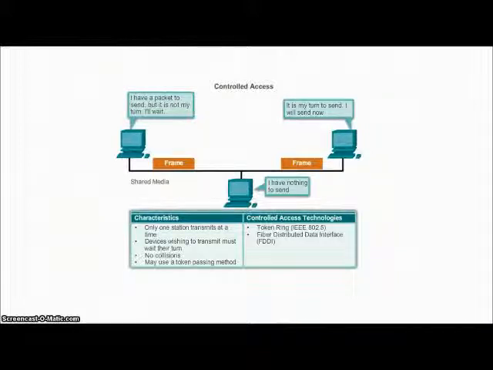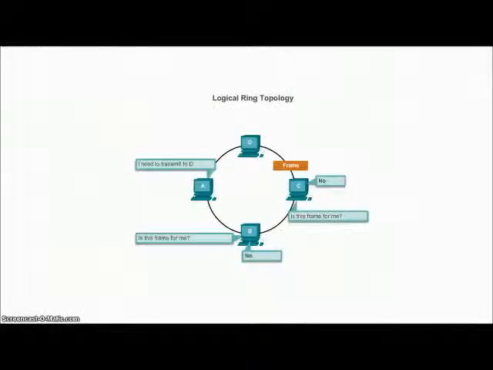Although controlled access is well ordered and provides predictable throughput, deterministic methods can be inefficient because a device has to wait for its turn before it can use the medium. In a logical ring topology, each node in turn receives a frame. If the frame is not addressed to the node, it passes the frame to the next node. This allows the ring to use a controlled media access control technique called token passing.